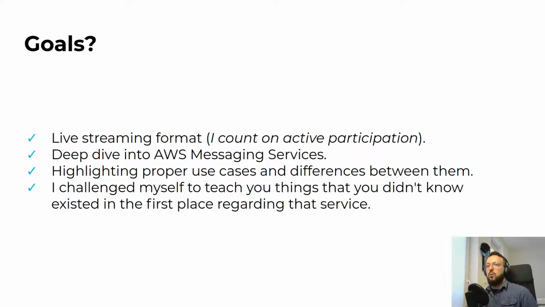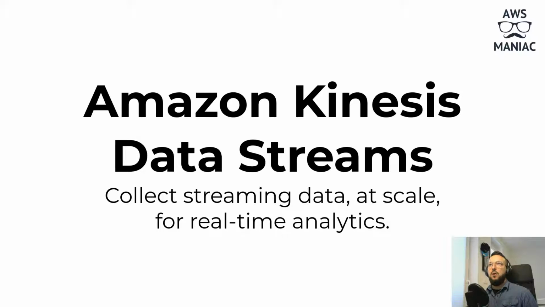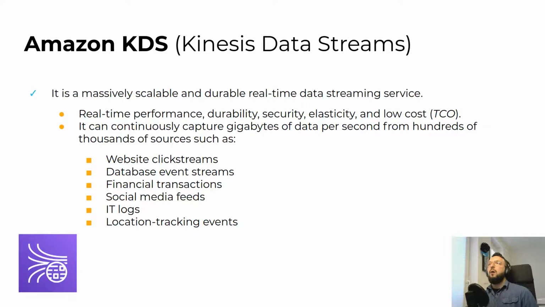So without further ado, let's start with today's hero, Amazon Kinesis Data Streams, or KDS for short, which is basically a service for collecting streaming data at scale for real-time analytics. It's a mouthful name and a mouthful tagline, but what does it really mean? As I said, KDS is a durable real-time data streaming service. It's also scalable in a way that you can count on auto-scaling. However, you will need some semi-manual intervention in order to scale it properly. We'll talk about this in the operations section.